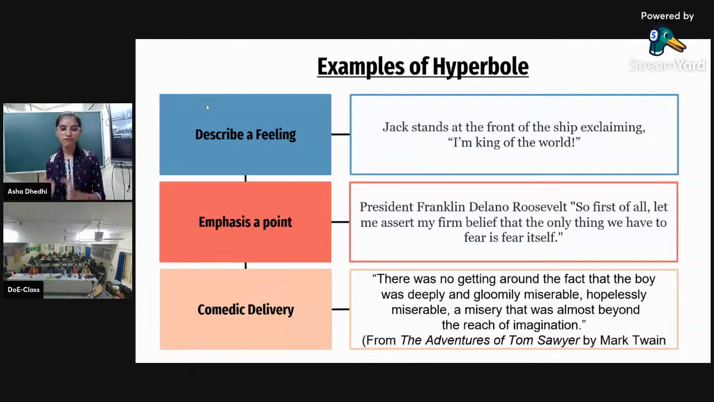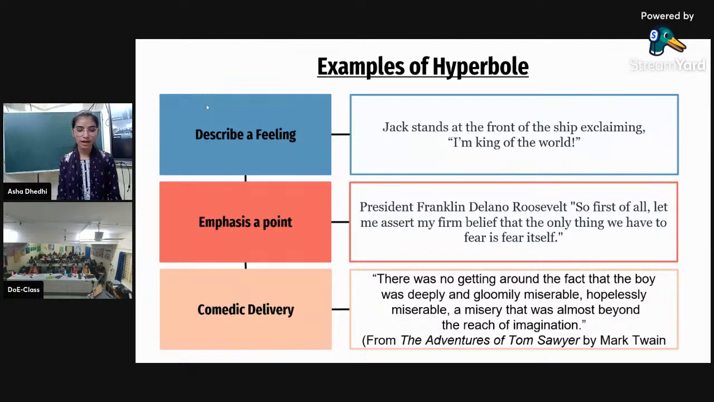Then if you want to put certain emphasis on certain words, there is an example from President Franklin Roosevelt: "So first of all, let me assert my firm belief that the only thing we have to fear is fear itself." This is the opening statement given by him in his first speech. What he is saying is that in the entire world, the only thing we have to fear is fear itself. All people know that fear is something we need to avoid, which we need to reduce. But still, he is emphasizing that point.